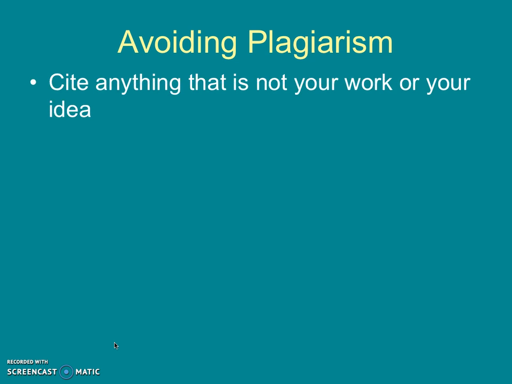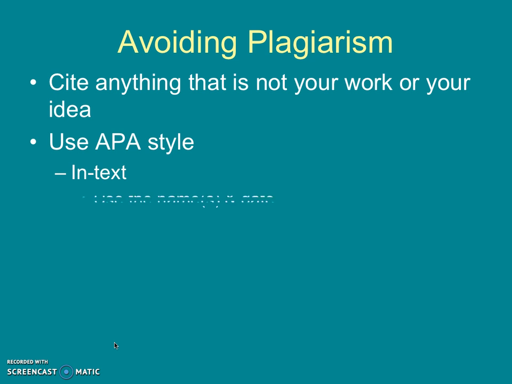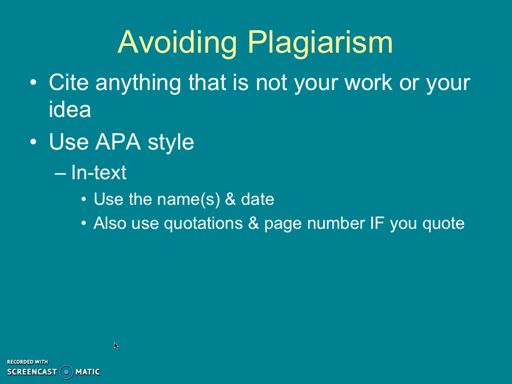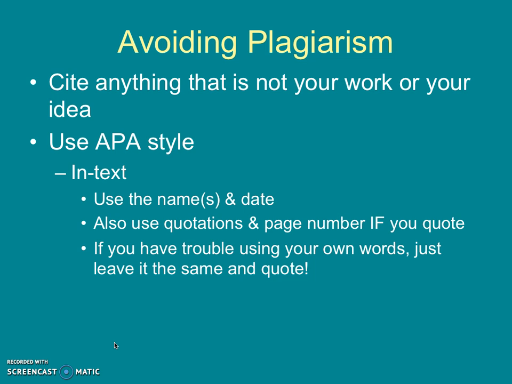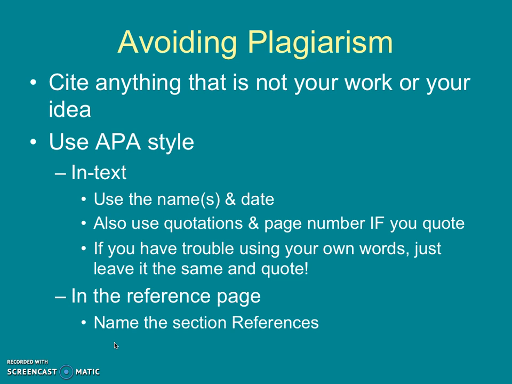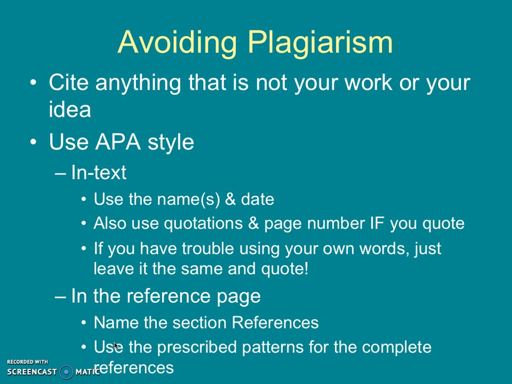So how do you avoid plagiarism? Cite anything that's not your own work or your own idea or your own words. Use APA style to do this. You do it in text, using just that brief information, name and date, and you add quotations and page number if you quote. If you have trouble using your own words, leave it the same and quote it. In the reference page, name the section references and use the prescribed patterns for the complete references.